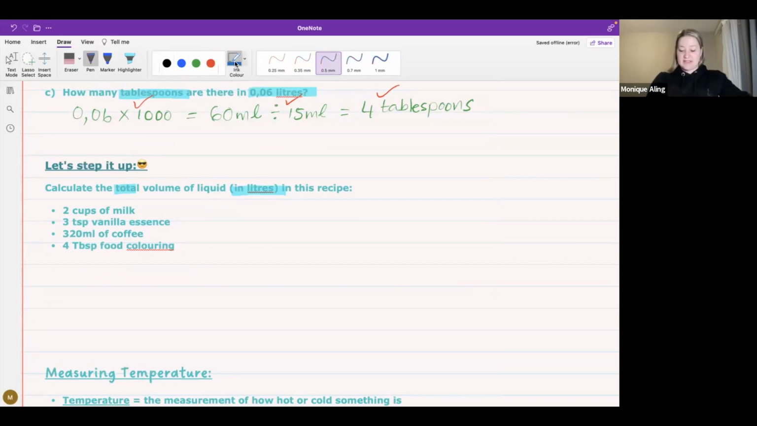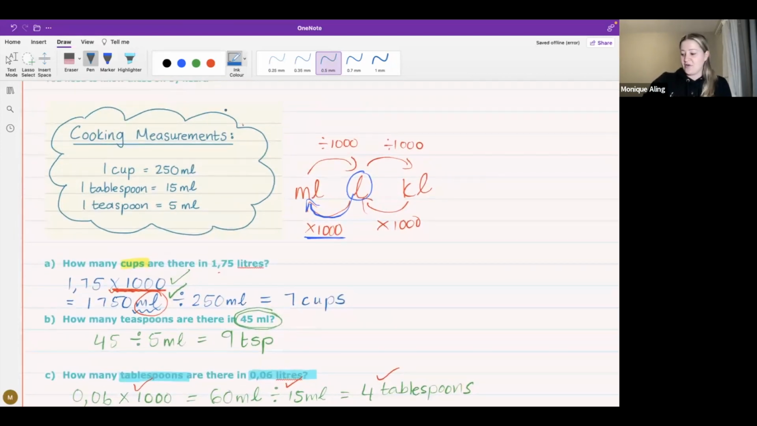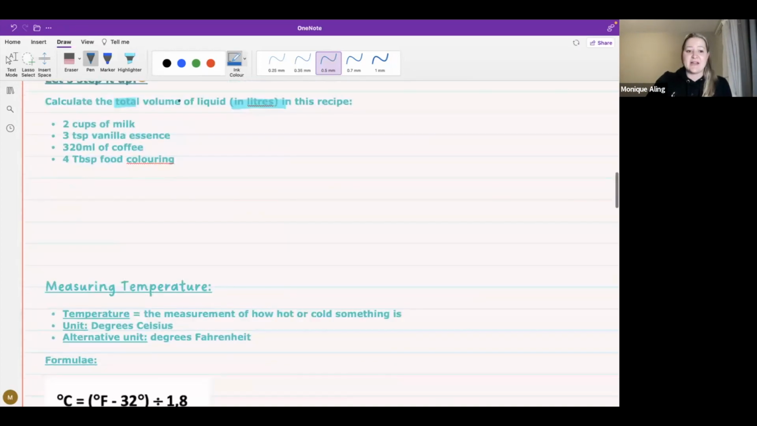Let's quickly go through this. We need to work out the total volume of liquid in liters. But the only way for us to get the total in liters, we need to first convert these cups, teaspoons, tablespoons into milliliters. Once we have all of that, we can then add it together and then convert to liters. There is no direct conversion from cups, teaspoons, tablespoons into liters. We only have these conversions over here.